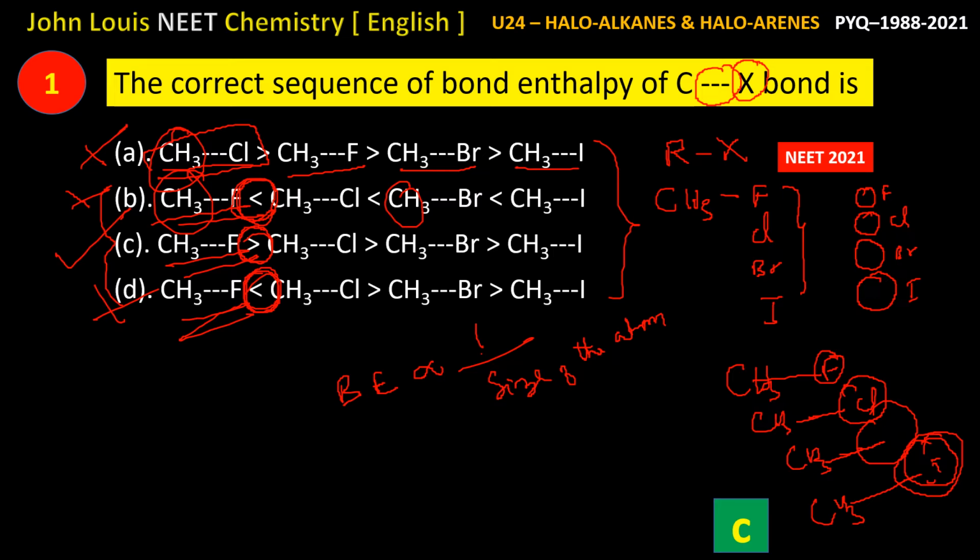Therefore the correct sequence of bond enthalpy of C-X bond is CH3F greater than CH3Cl greater than CH3Br greater than CH3I.